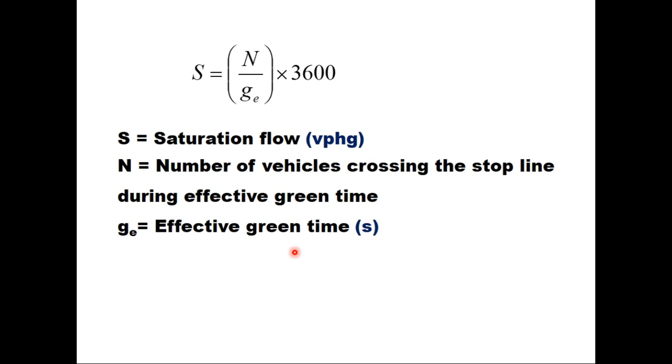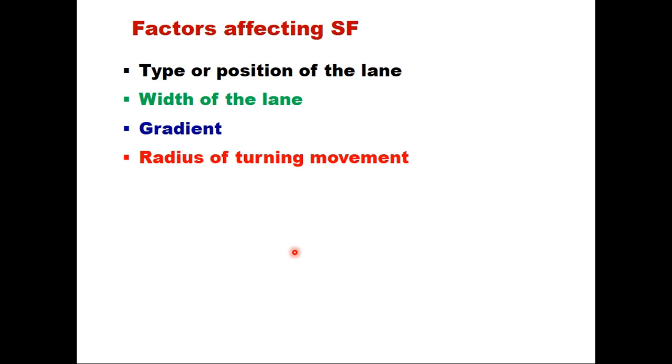So it is expressed per hour of green. Now this determination of saturation flow can be a somewhat complicated matter. It depends on roadway and traffic conditions, which can vary substantially from one region to another region.